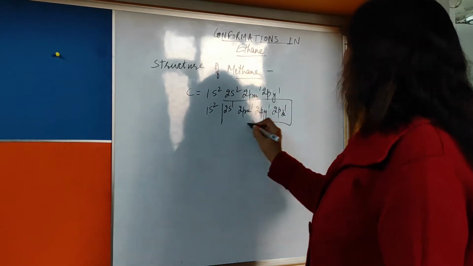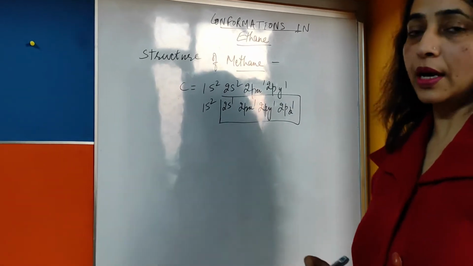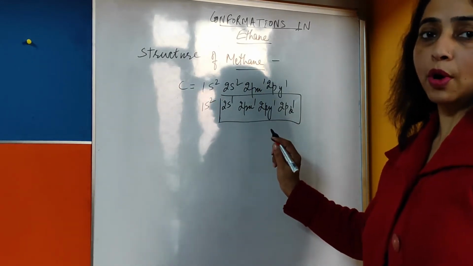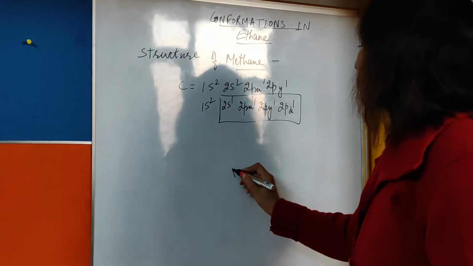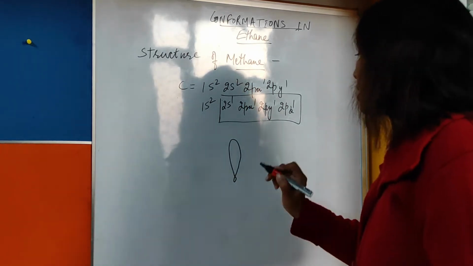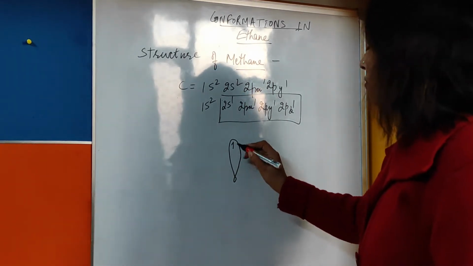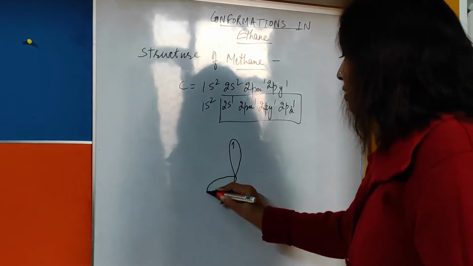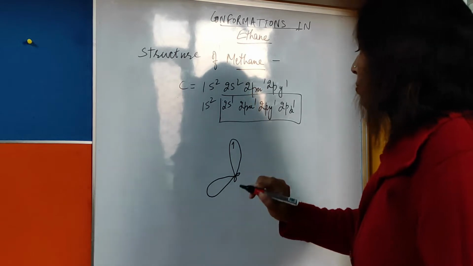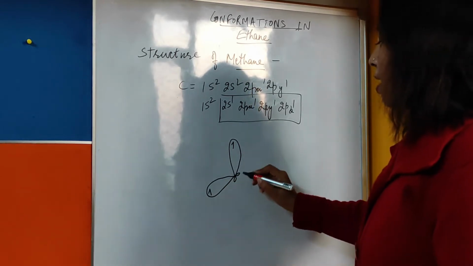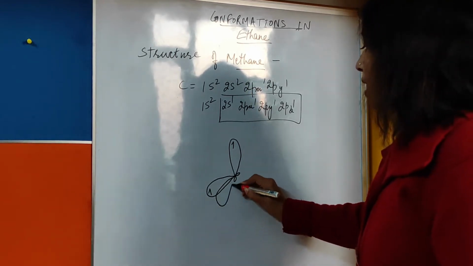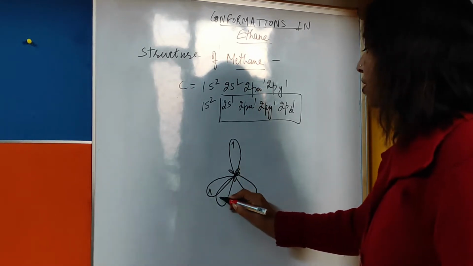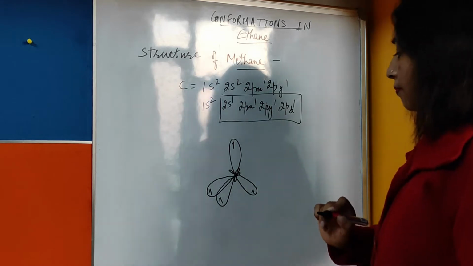All these four orbitals will participate in hybridization and will form four sp3 hybridized orbitals. All will be half filled like this. You can see here, this is one hybrid orbital, one bigger lobe, one smaller lobe, half filled. Then this is another hybrid orbital, and then another, because these four orbitals will be arranged tetrahedrally, so they should be like this.